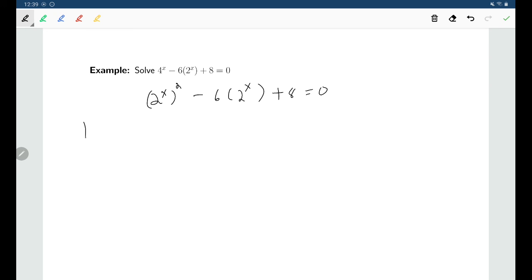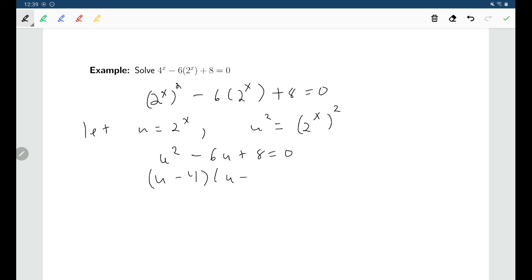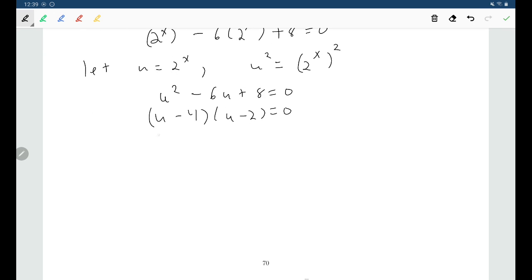We could say, let's let u be 2 to the power of x. So that means u squared would be 2 to the power of x squared, which is the same thing as 2 to the power of 2x, which is the same thing as 4 to the power of x. So we wind up with u squared minus u plus 8 equals 0, or minus 6u rather, plus 8. And this factors very nicely. And we have two solutions for u. u is 4 and u is 2.